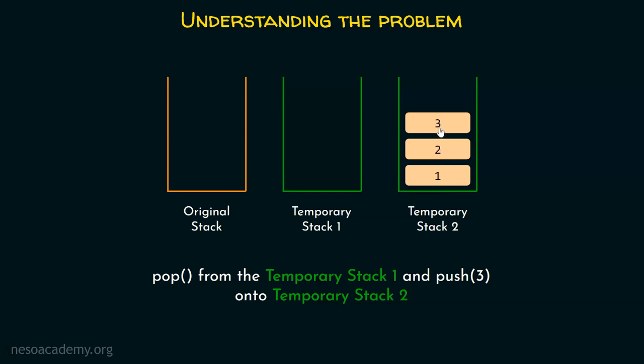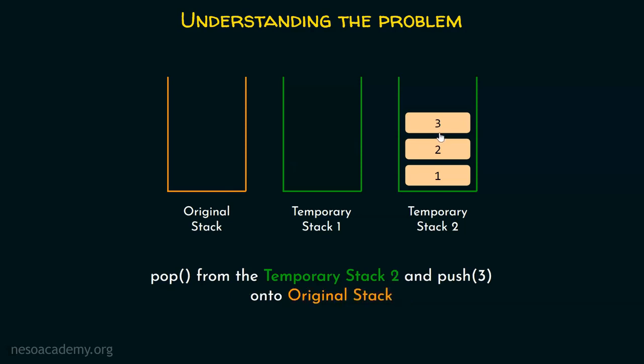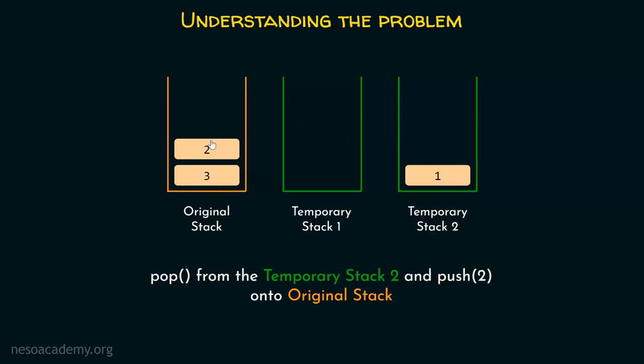Right? Now, finally, we will pop all these elements out of temporary stack 2 and push them one by one onto the original stack. Simple, right? So let's pop this element out of temporary stack 2 and push this element 3 onto the original stack. So let's push this element. After this, we'll pop this element out of temporary stack 2 and push this onto the original stack. Fine. Let's pop this and push this over here.